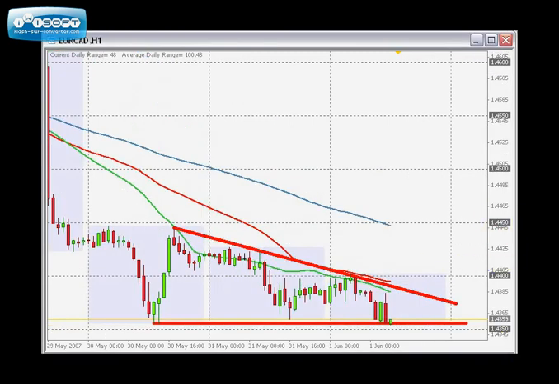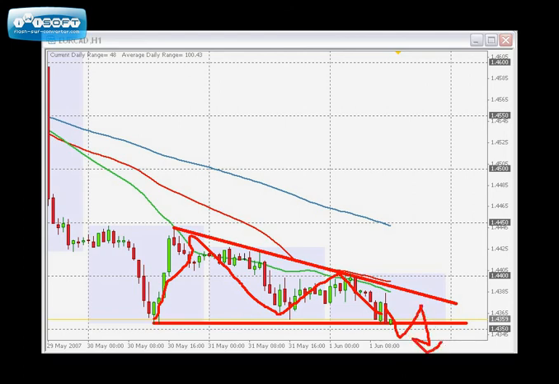Also, I see a nice triangular formation right there. What I would like to see is a breakout to the downside, a pullback and a continuation of the move to the downside. Any breakout to the upside, for the time being, at least for today, Friday, would cancel the whole thing.